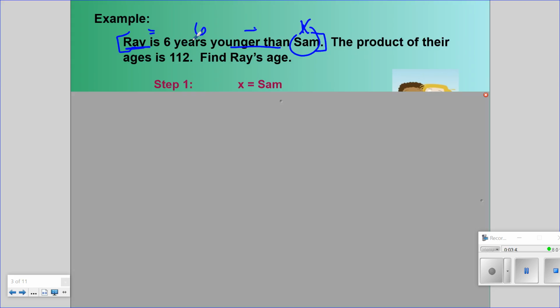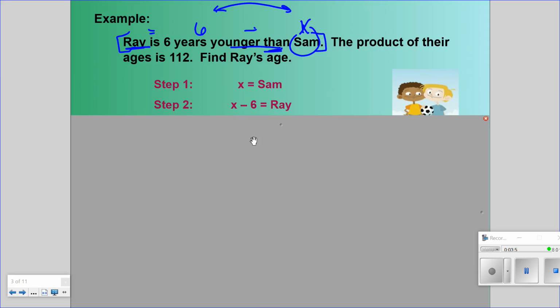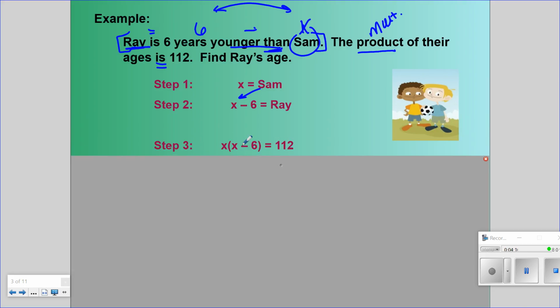So Ray is equal to 6 years younger than Sam. So whatever Sam is, remember younger than means we flip the order. We'll have X minus 6, 6 years younger than Sam. Okay, so these are our two people, and we now have expressions for both of them using the same variable. Then it tells us the product of their ages is the equal sign 112. Product means to multiply. So to set up our equation, we need to multiply Sam's age, which is X, by Ray's age, which is X minus 6, and set it equal to 112.